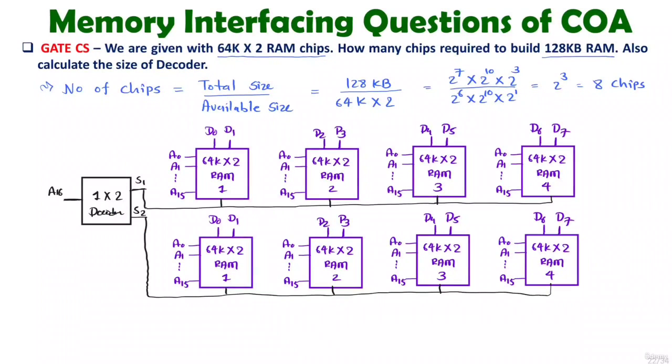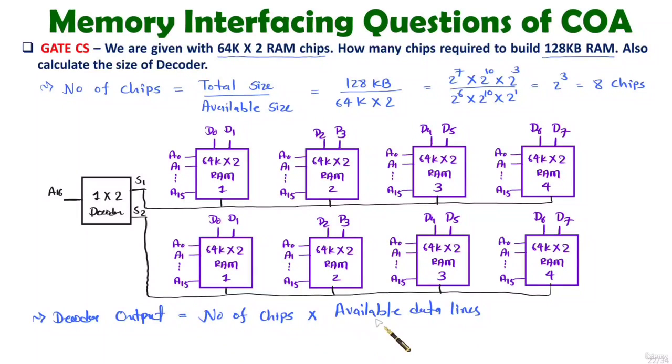Now I am going to explain how we can do this calculation without drawing a diagram. When you want the decoder output, the decoder output will be the number of chips into available data lines divided by required data lines. This is how we can calculate the decoder output. You see the number of chips is 8, so let us substitute 8 over here. Available data lines is 2 only, right? So into 2 divided by required data lines. Required data lines are 8 only, right?